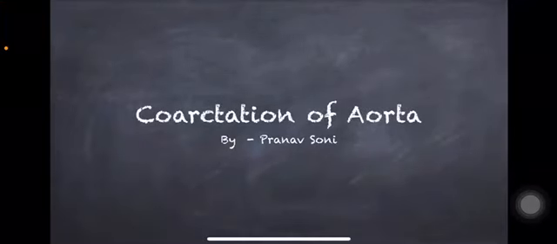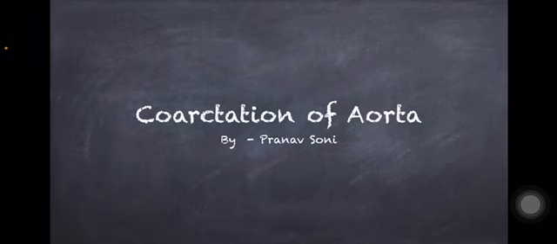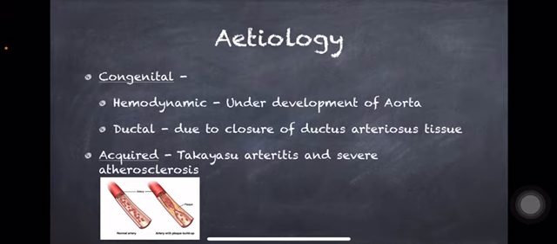Coarctation of aorta is the narrowing of aorta at the aortic isthmus, which is the distal part of the aortic arch, close to the ductus arteriosus and left subclavian artery. Etiology of coarctation of aorta includes congenital and acquired causes.